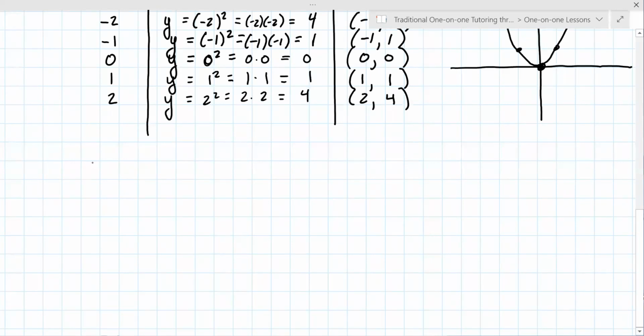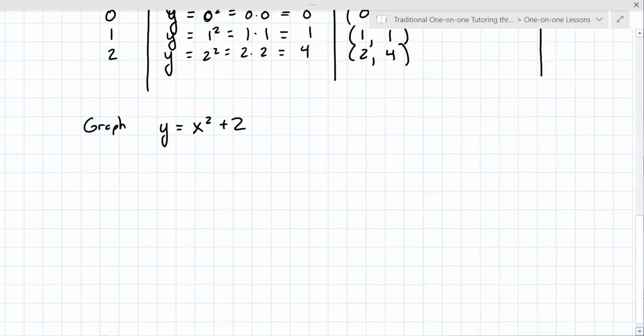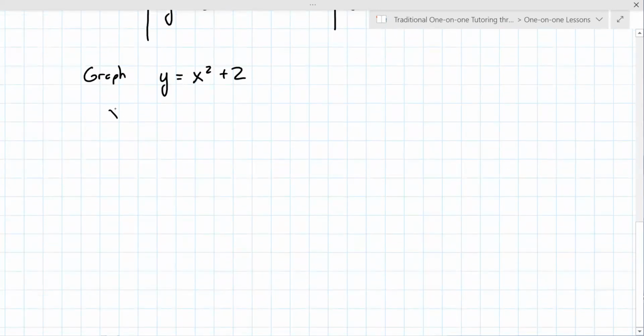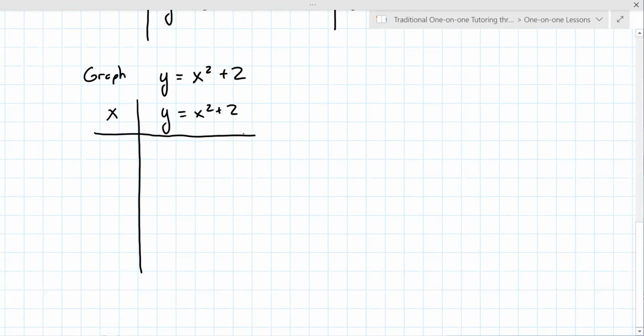So the goal here is to graph y equals x squared plus 2. Okay. So we're gonna make a table again. The table is x, and then y equals x squared plus 2. And you almost always choose these 5 points: -2, -1, 0, 1, and 2. Now, this is very important. When you substitute in for x, it goes in parentheses.